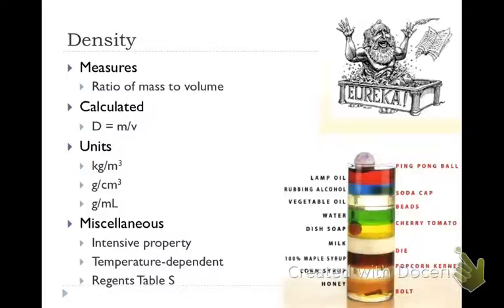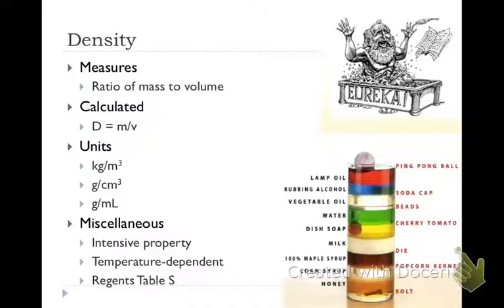The units are typically kilograms over meters cubed. However, in chemistry, use grams over centimeters cubed. And since centimeters cubed is the same exact thing as milliliters, grams over centimeters cubed is going to be the same as grams per milliliter. That's going to be a really helpful hint, especially when you deal with problems dealing with water.